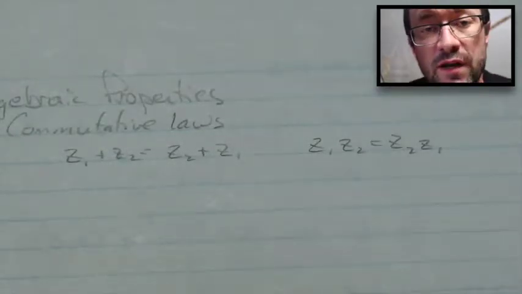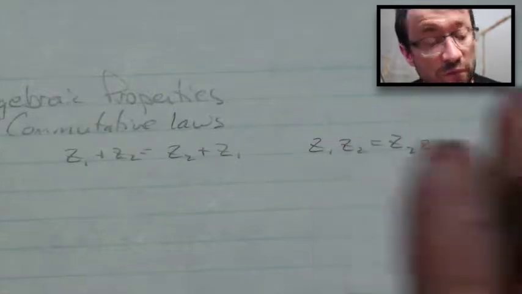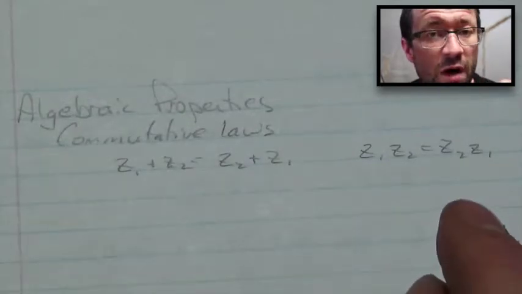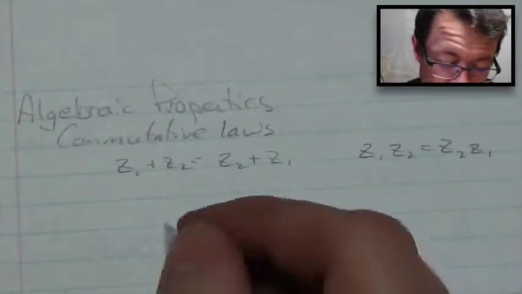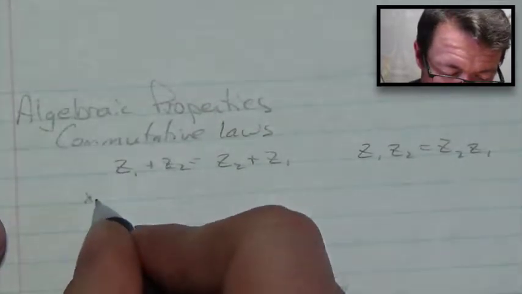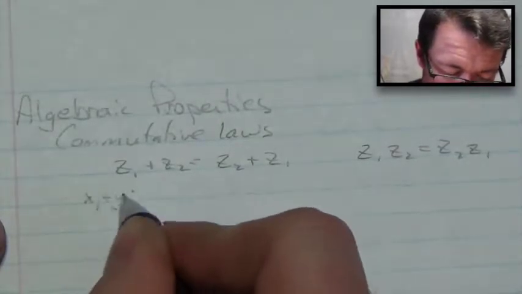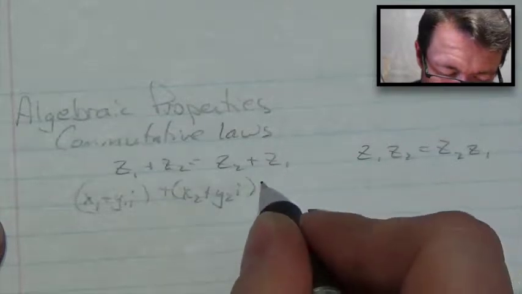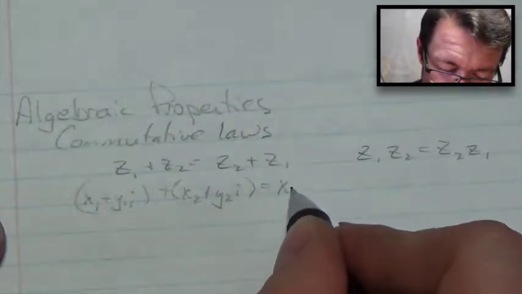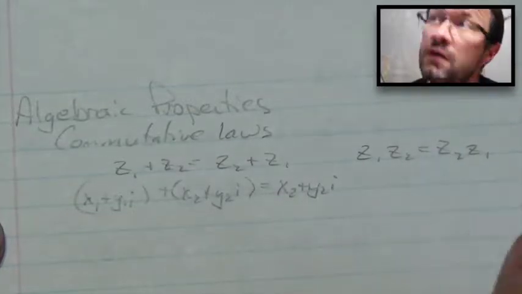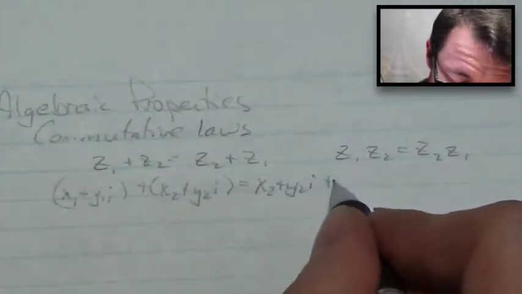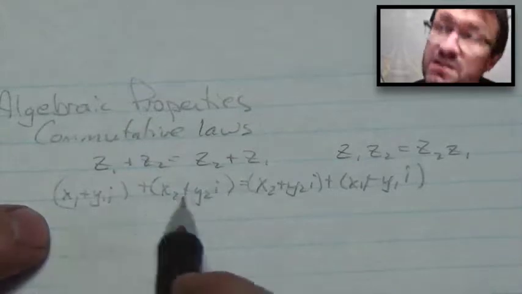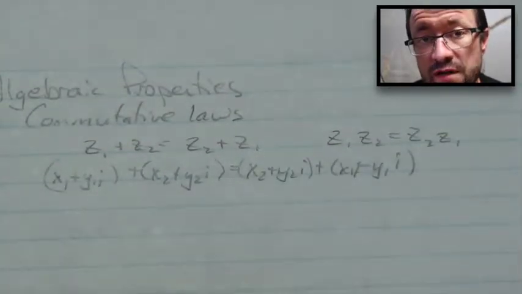Now, I will go through and quickly demonstrate this for you because we've already written out the rules for multiplication and addition here. And remember that complex numbers are built using real numbers. So let's say we've got x1 plus y1 i plus x2 plus y2 i. Is that the same as x2 plus y2 i added to x1 plus y1 i? Well, the answer is yes, because remember, with real numbers, order doesn't matter.